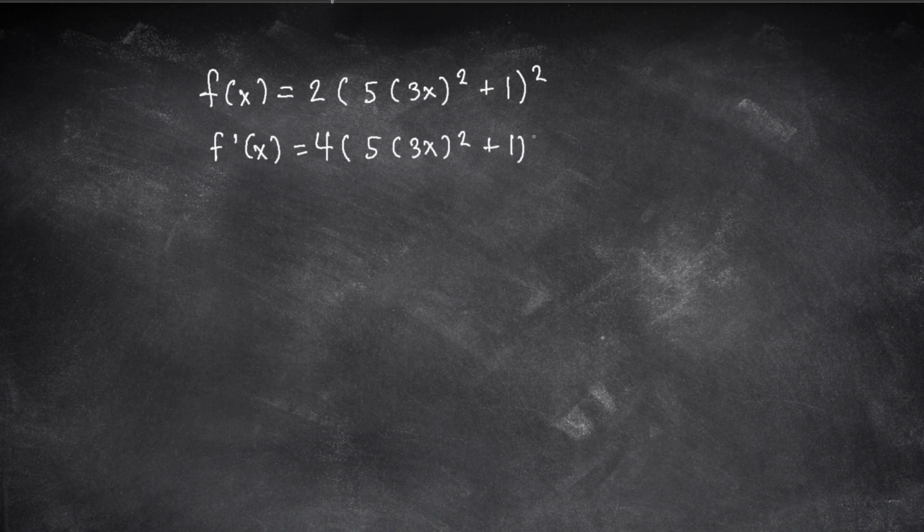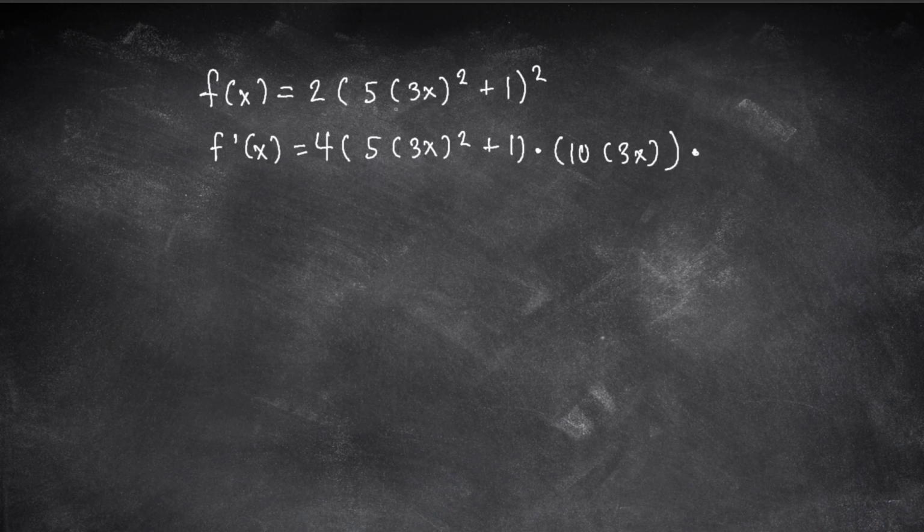2 minus 1 is 1. So we could just leave that multiplied. So now we have to find the derivative inside that parentheses. So the derivative of 5 times 3x to the power 2. So 5 times our exponent, that's 10. Keep whatever's inside, so that's 3x. So 2 minus 1 is 1, so that's the same thing, so it doesn't really matter. And then the derivative of plus 1 is just 0 because that's a constant.